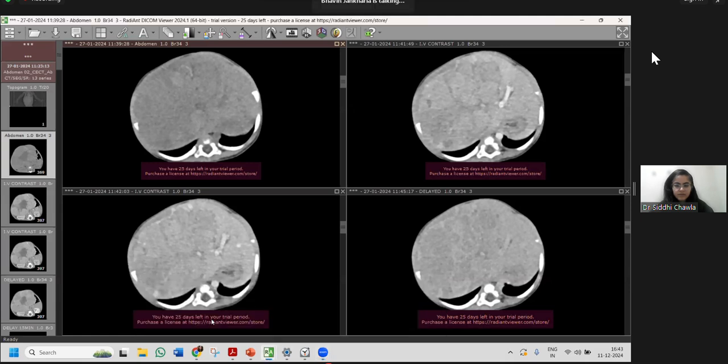Siddhi, we can see the cases. Are you able to see the cases now? Yes, we can see the radiant viewer open. Yeah, and you can see the case, right? And the images. Yes, it's in 4 divided columns.